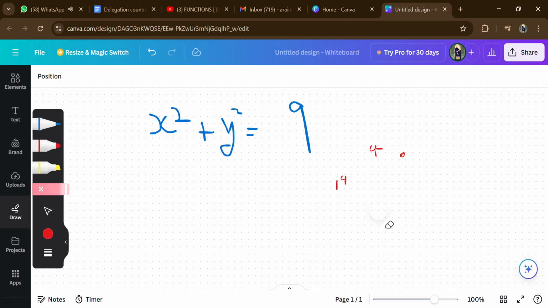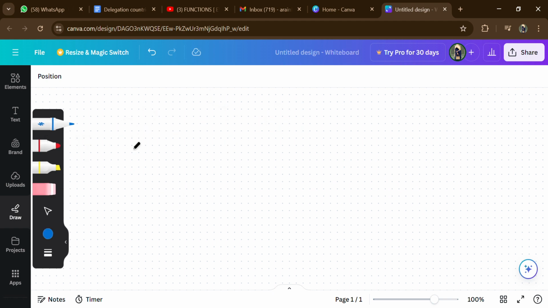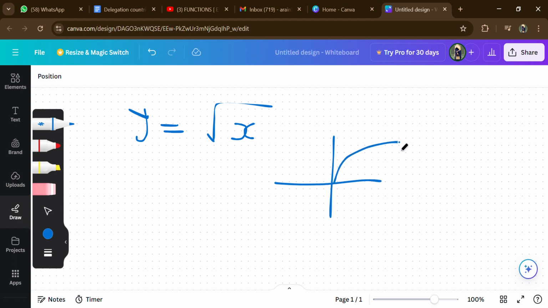Then again, let's move on. Then we can take an example of y is equal to under root x. Now keep in mind, whenever we are using an under root, the diagram would be like this. So the intersection point is 1 and we have this as a perfect function.